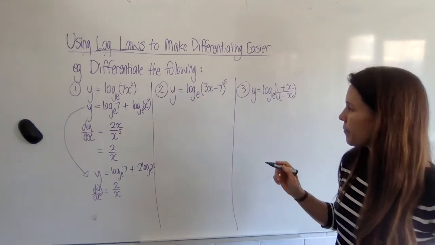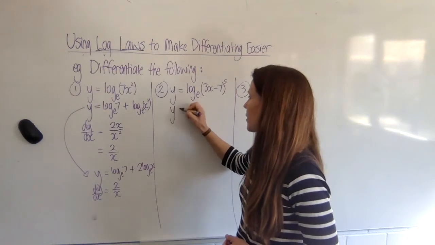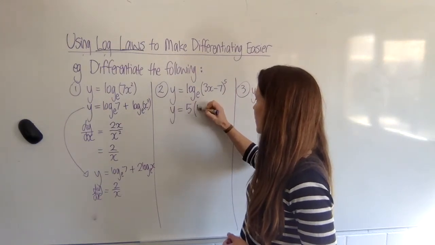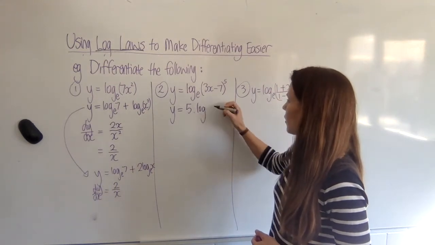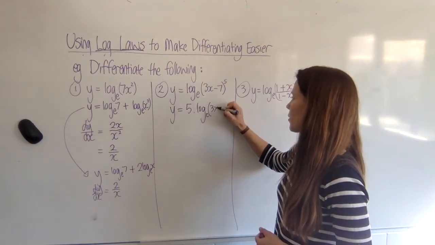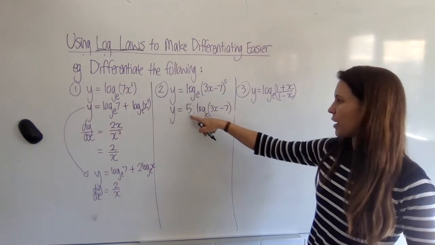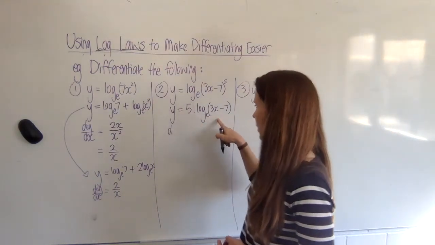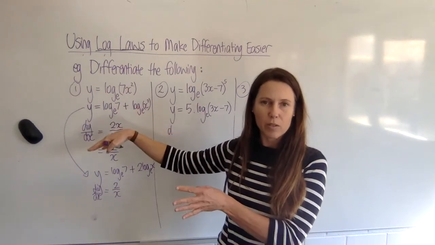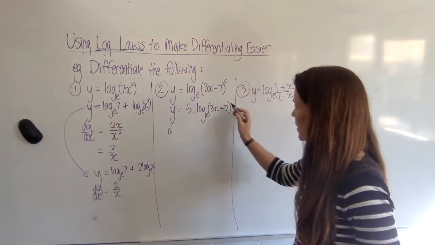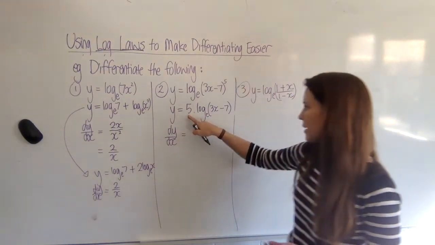There's plenty of variety. This next one, I can see that I can use the power law straight away. So let's rewrite this function so that it looks like, I probably don't really need the brackets there, just a little dot. 5 lots of the log of 3x minus 7. Now this part's nice and simple to differentiate, and my 5 is now just a constant that's been multiplied by it. Notice that when we had a constant plus something, we ignored the constant, differentiating one term at a time. But this is one term. So when we differentiate it, the constant stays there.